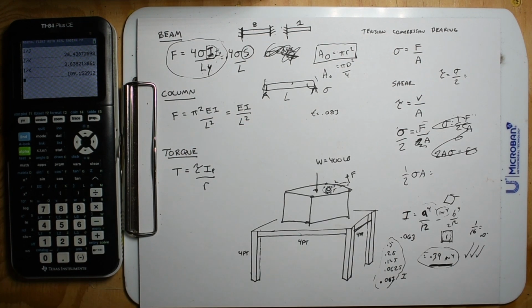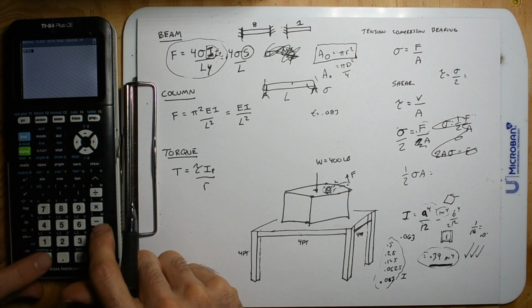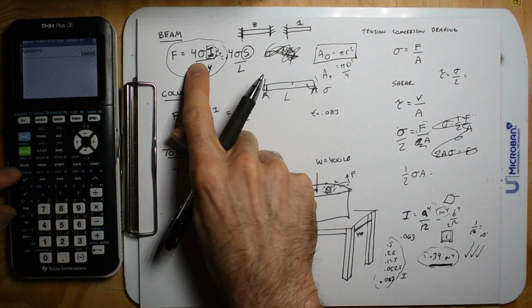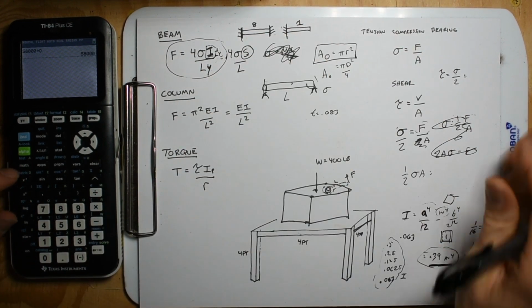All right, so we have our values, and we're going to throw in 58,000 for our strength of steel, and now we can just go for it. You know what I mean?